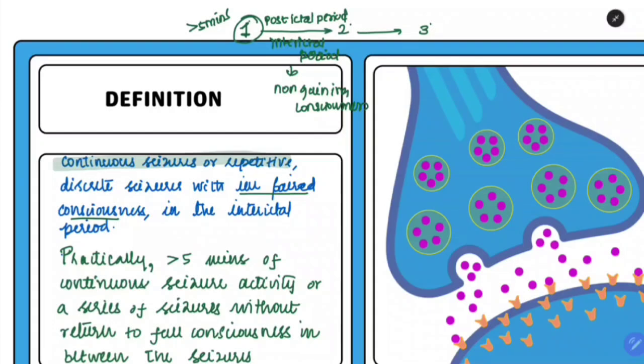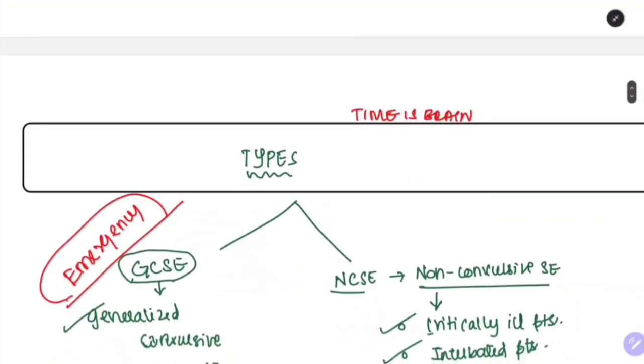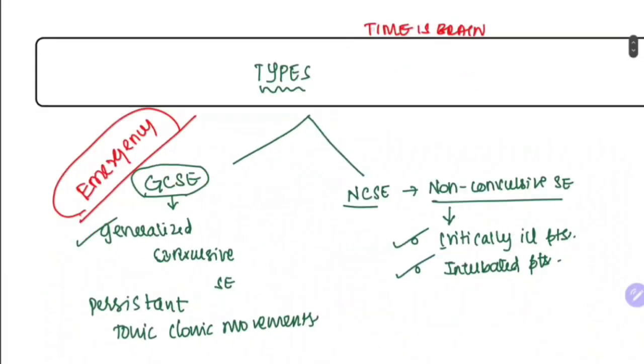Practically, if more than 5 minutes of continuous seizure activity is present, or a series of seizures without return to full consciousness in between the seizures, it is called status epilepticus. So we have a concept called time is brain in stroke. No, this also is applicable to seizures. Why do I say that? Because it is going to cause an array of abnormalities and complications which are going to be encountered in this patient if we are not going to treat the seizure on time.